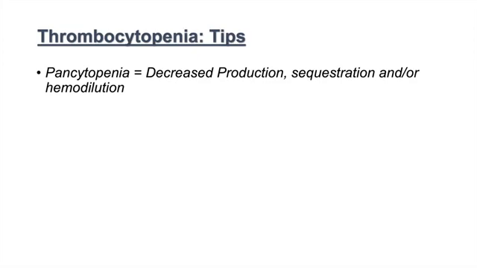So if you think about it, if there's decreased numbers of white cells, red blood cells and platelets, we can think of perhaps a decreased production. There's maybe an infiltrative process in the bone marrow that is decreasing the production of these cells. Hemodilution also makes sense if we dilute the patient. Basically, we're not diluting just the platelets; we're also diluting red blood cells and white blood cells as well.